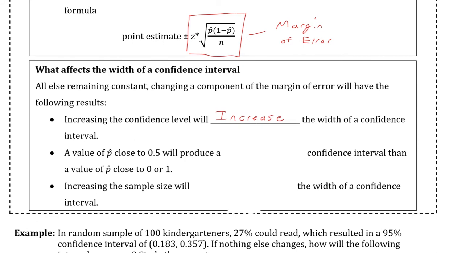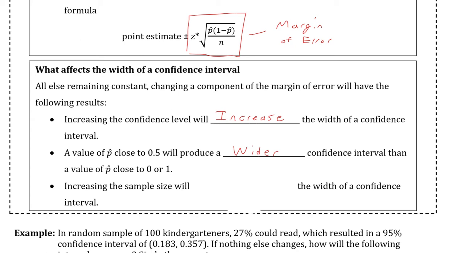For a sample proportion, if we have a value close to 0.5, this will produce a wider confidence interval than the value of p hat close to 0 or 1. This is due to the standard error having p hat times 1 minus p hat. If we have a value for p hat further away from 0.5, then either p hat or its complement, 1 minus p hat, will be closer to 0, bringing down the size of the margin of error as a whole.